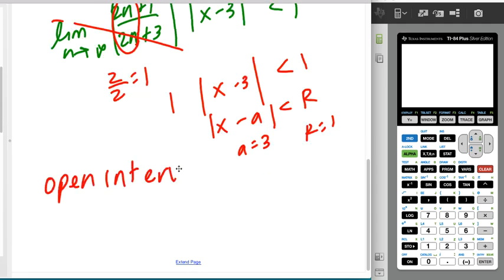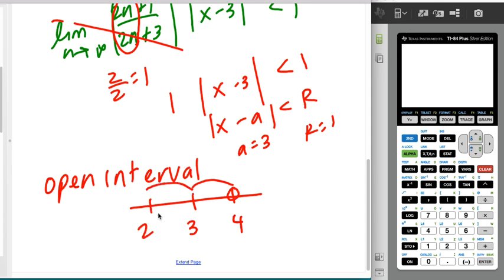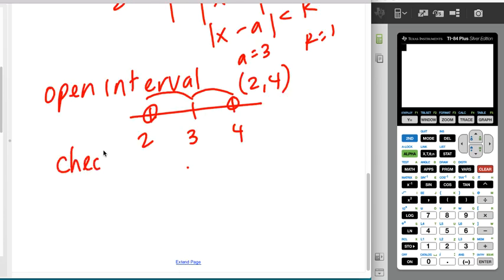So the interval that I'm looking at, the open interval, is basically, here's 3, right? I can go 1 unit this way, that would be 4. I can go 1 unit this way, that would be 2. So that's my open interval, right? The open interval is 2 to 4. I now have to check the ends. So I'm going to check the ends. So my endpoints are x is 2 and x is 4.